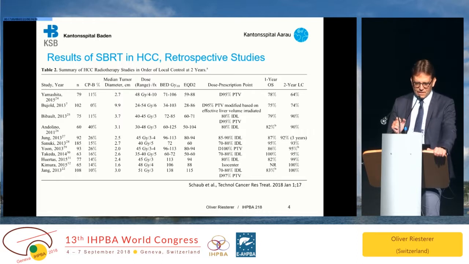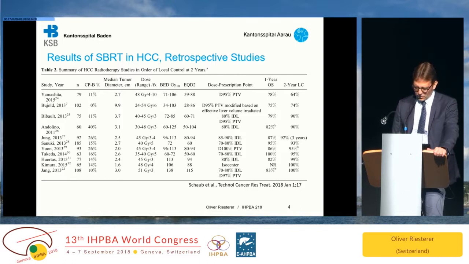So this is a table with retrospective studies investigating SBRT for hepatocellular carcinoma. The median tumor size was about 3 centimeters, but there are even studies with 9 centimeter tumors. Different treatment schedules were used. Usually for larger tumors, a little bit less dose.